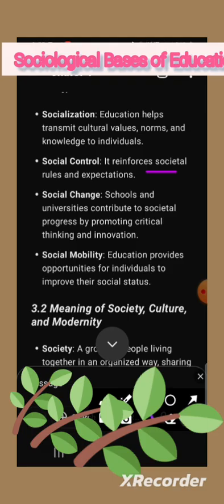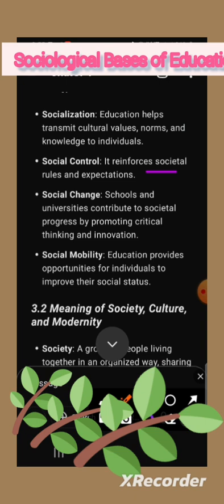Next, social change. Education as a means of social change and development. Education fosters innovation, critical thinking, and progress, helping societies evolve. It plays a key role in modernizing communities by promoting scientific knowledge, rational thought, and democratic values.